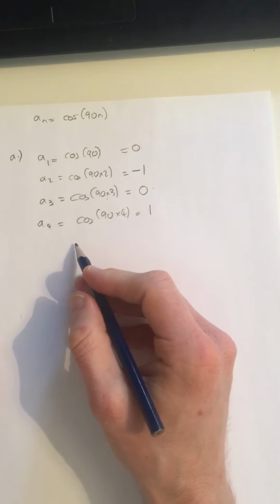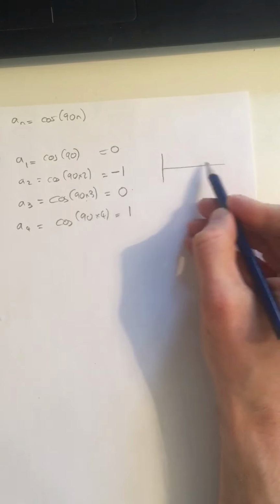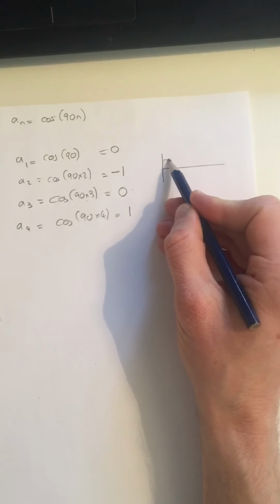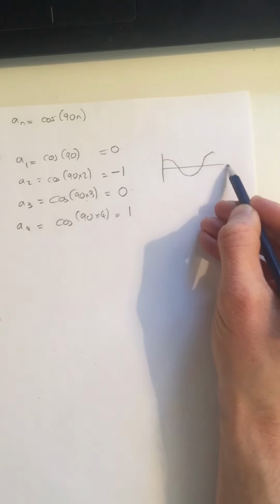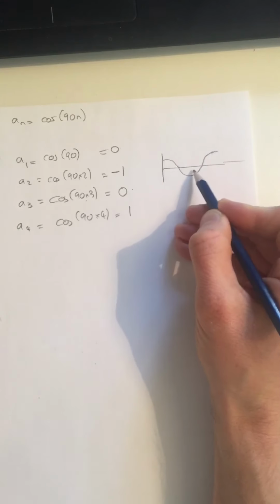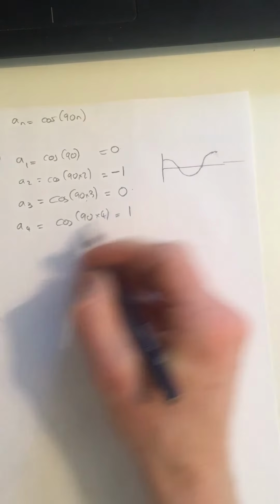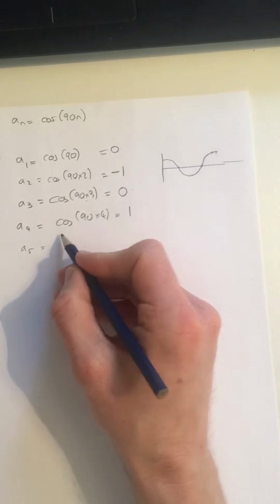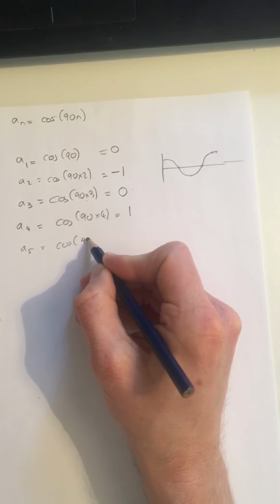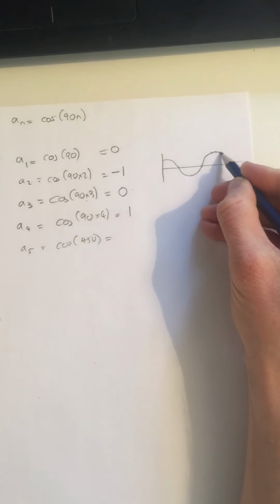And this will keep going, which hopefully actually makes sense. Remember, the cos graph looks like this. 90, 180, 270, 360. So the next term, the fifth term, when it would be cos 450, is going to be 0 again.